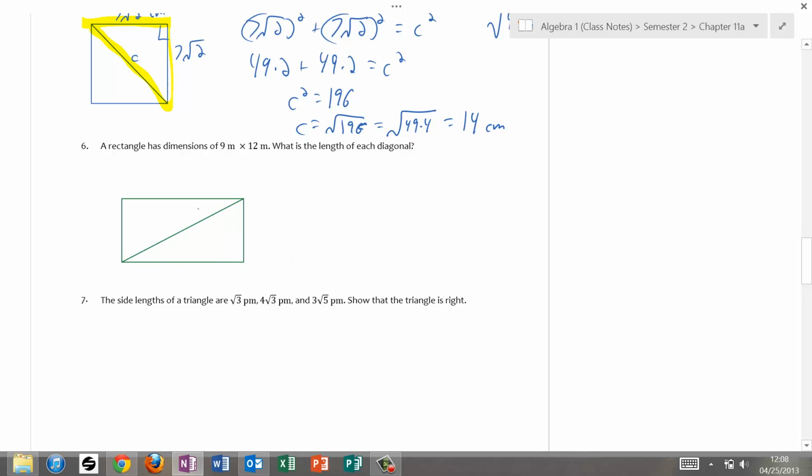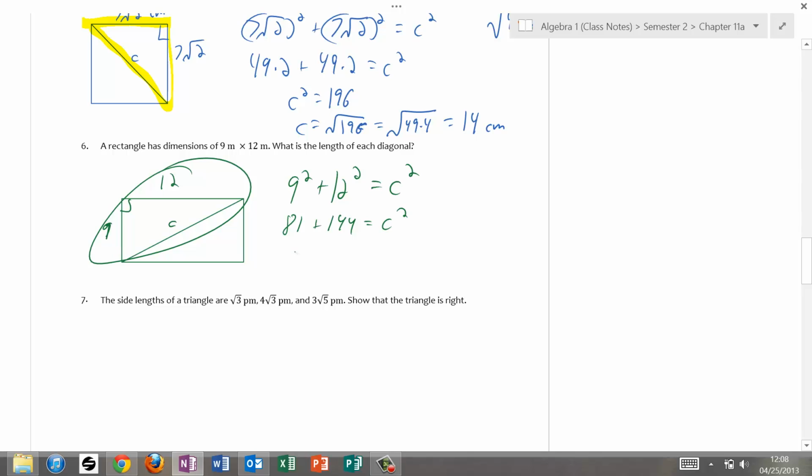Okay, got the diagonal. If it's 9 by 12, then we have an unknown diagonal length c. And so clearly you should be able to see that we have a right triangle here, and we're going to relate that with 9 squared plus 12 squared is equal to c squared. 9 squared is 81, 12 squared is 144, and 81 plus 144 is 225. Square root of 225 is 15, so c is equal to 15 meters.